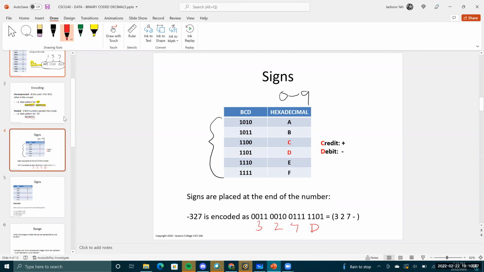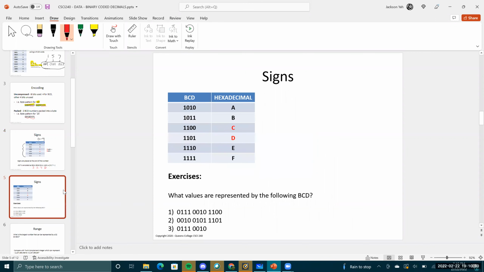Okay, with that said, I'll give you your first exercise of the night. Here, there are 3 numbers. I want you to tell me which values are stored there if they were stored as BCDs. So tell me which values are there, all right?